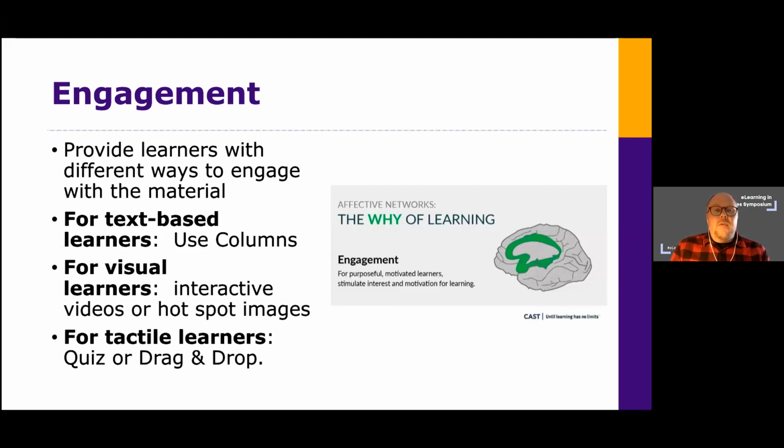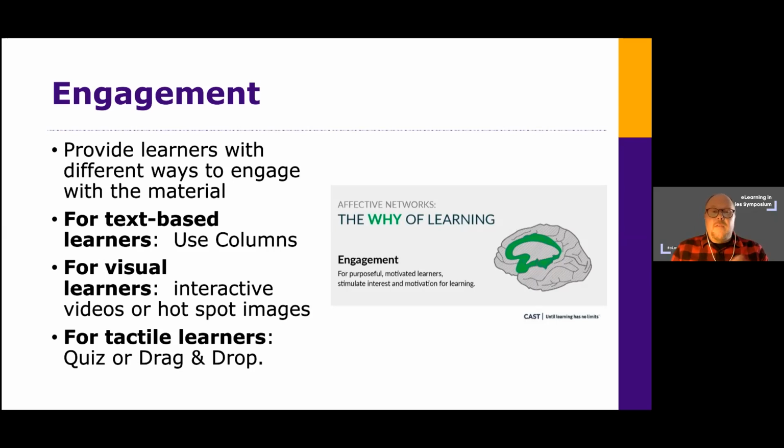Here we want to make sure that we are providing learners with different ways to engage with the material. For example, if I am working with students who are very text-based and want to sit down and read, and they process information that way, maybe I want to use the content type called column, where you present your information all in one long text-based column. If I'm working with a visual learner, I may want to have some interactive videos where students can follow along with the material, stop it, and have interactive moments.